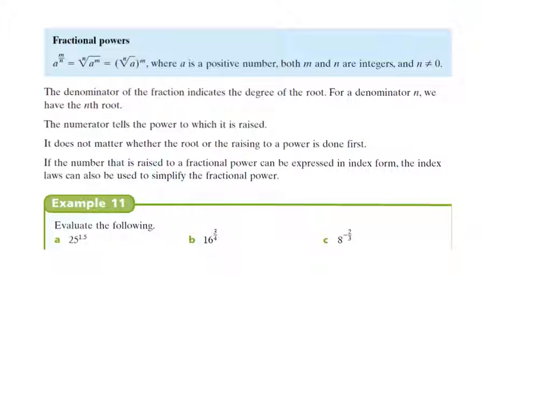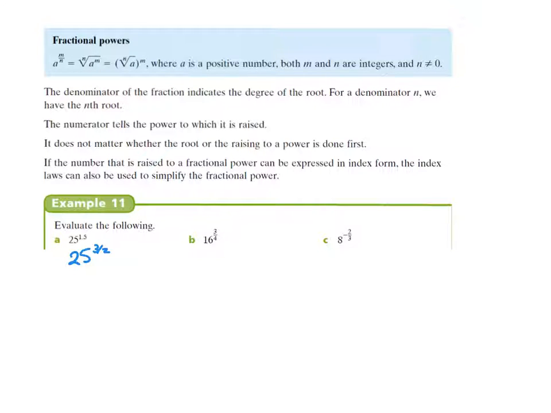So for fractional powers where it's not a half or a third, we have to deal with the numerator, the m, and the denominator, the n, in either order. So if we look at the first example, 25 to the power of 1.5 here, we can change that into a fraction. So that's 3 halves. So we're doing 25 to the 3 halves.